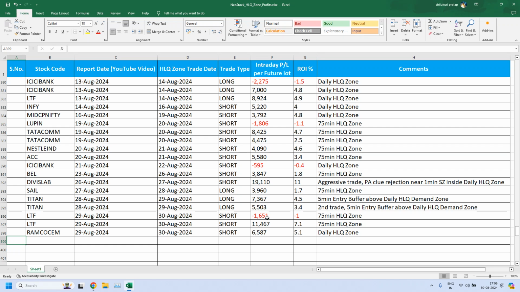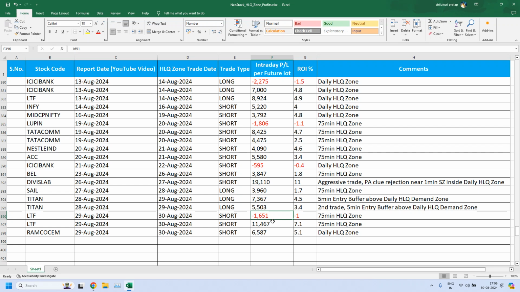The LTF trade that was stopped out at the 9:15 candle has given 1,651 rupees loss as per one futures margin cost, which is a 1% negative return, minus 1% ROI. So it is within our stop limit, because maximum 2% we will accept as per the risk management. It doesn't mean everybody should accept 2%. Some can't take that much risk. Maybe they will be limited to only 1.5 or 1.2 or 1%. It all depends. But at least 1% stop loss it has given.